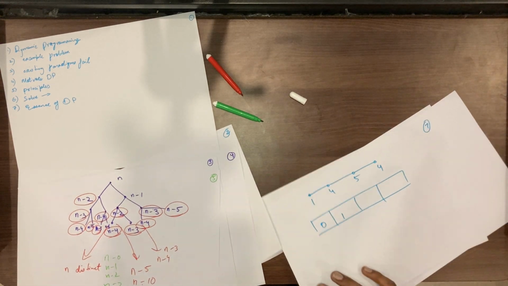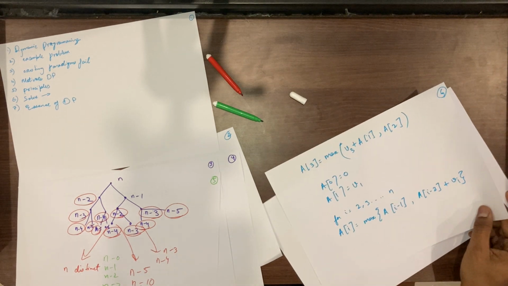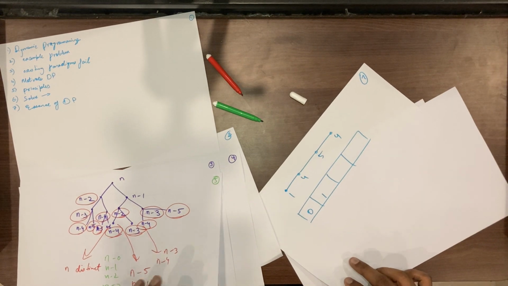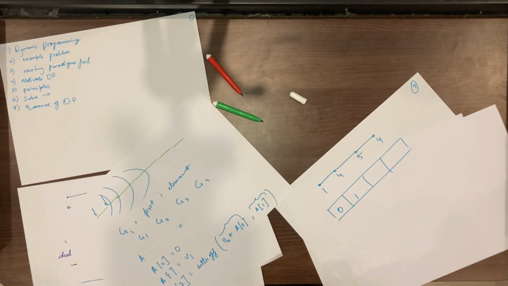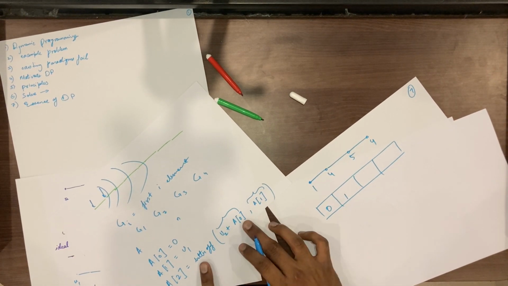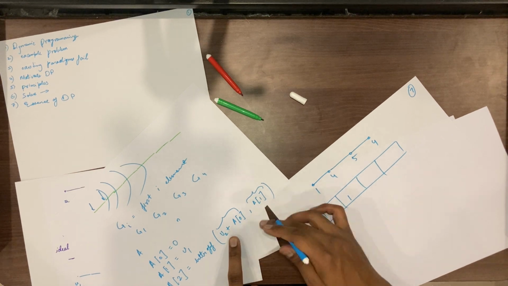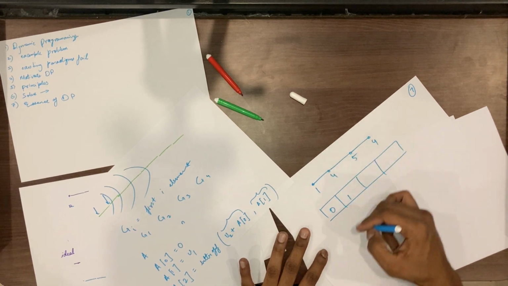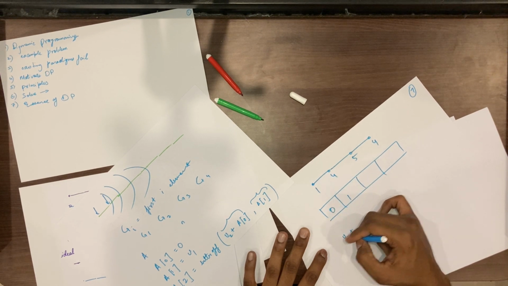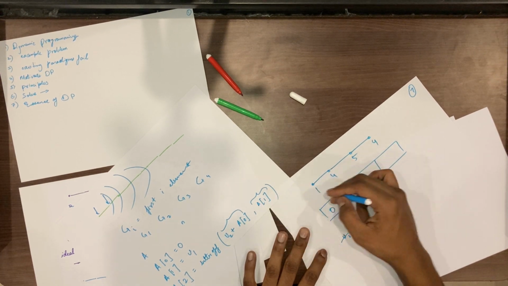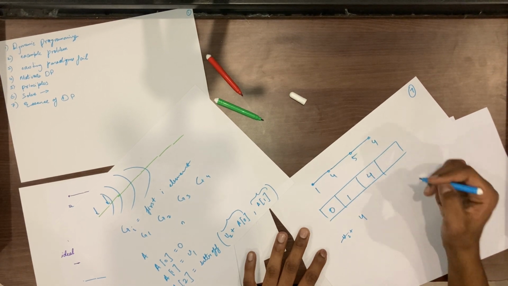Oh, it's here. Okay, so a of 2 will be, I was looking for this. A of 2 will be whatever is the maximum of v2 plus a0 or a1. So what is v2 plus a0? v2 plus a of 0 is 4, and a of 1 is 1. So this is going to be 4.